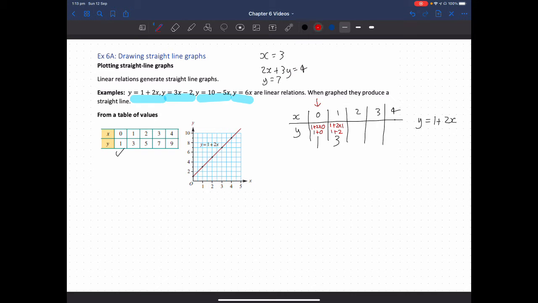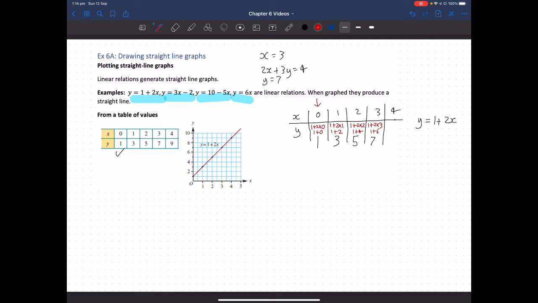For x is equal to 2, I get 1 plus 2 times 2. 2 times 2 is 4. So we've got 1 plus 4. And 1 plus 4 is 5. x is equal to 3: 1 plus 2 times 3. 2 times 3 is 6, plus 1 is 7. So 1 plus 6 gives us 7.